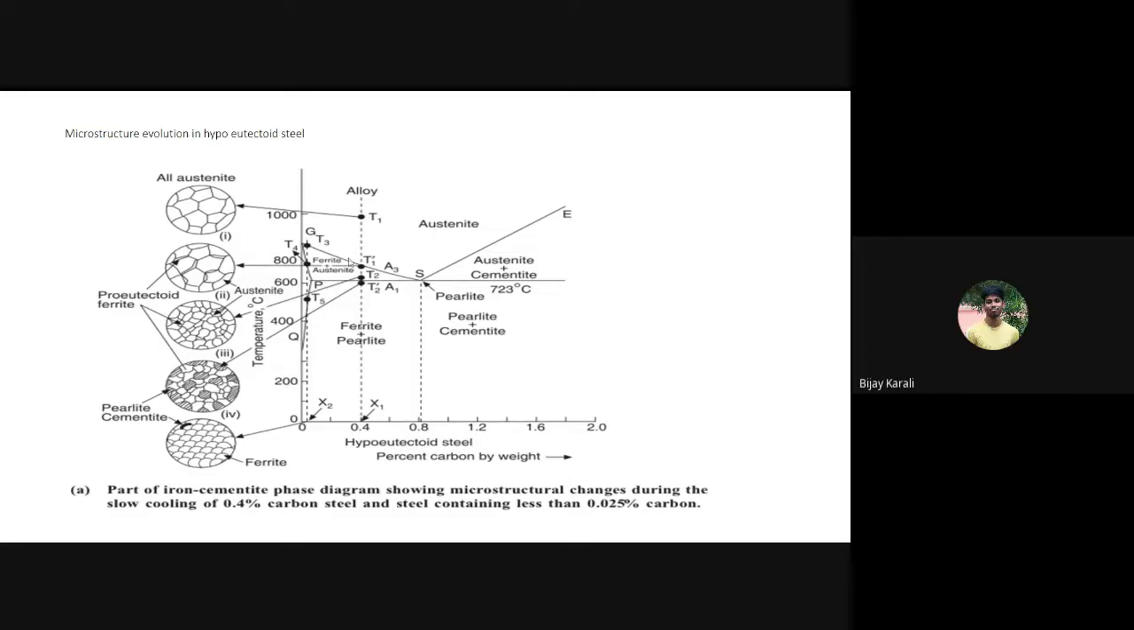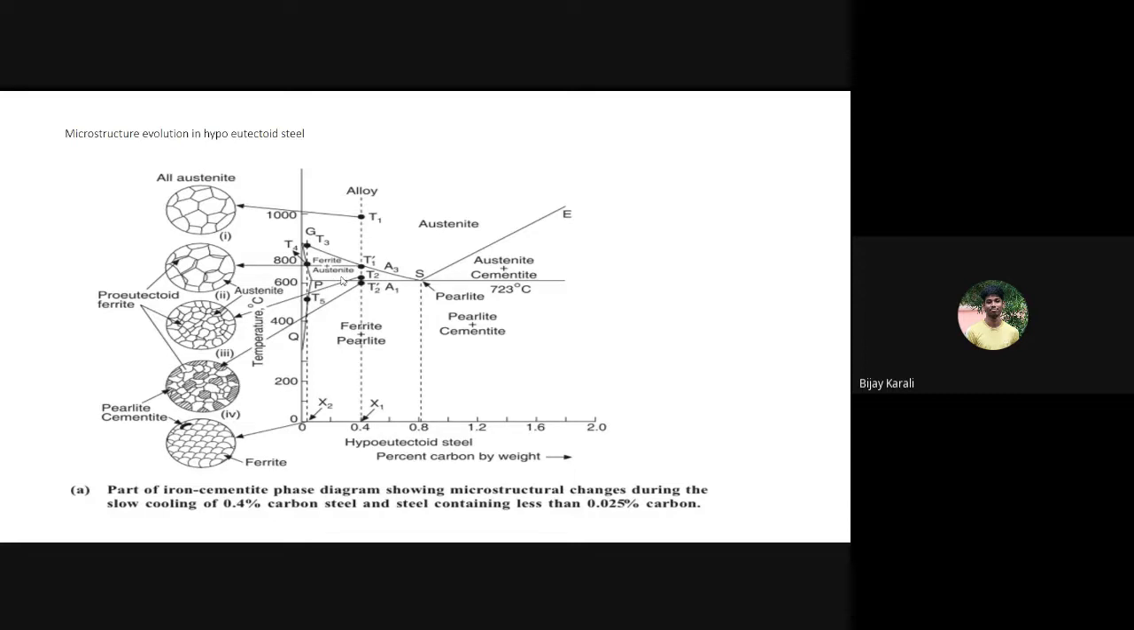So suppose by mistake you have heated the steel up to this temperature, and you do cooling. What will happen? What will you get? Ferrite plus pearlite. Ferrite plus pearlite, right?